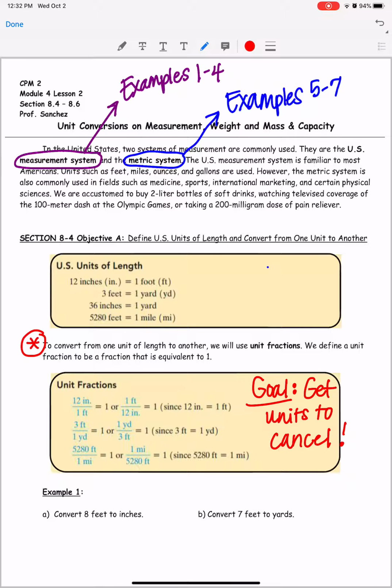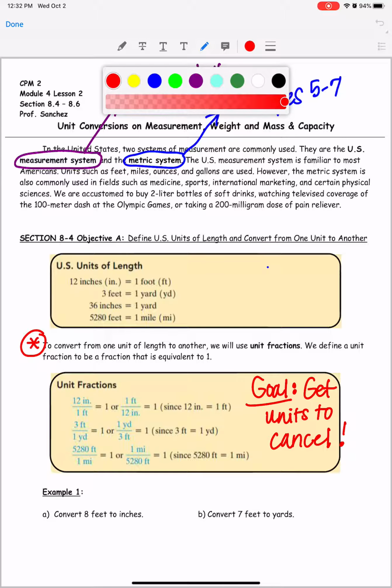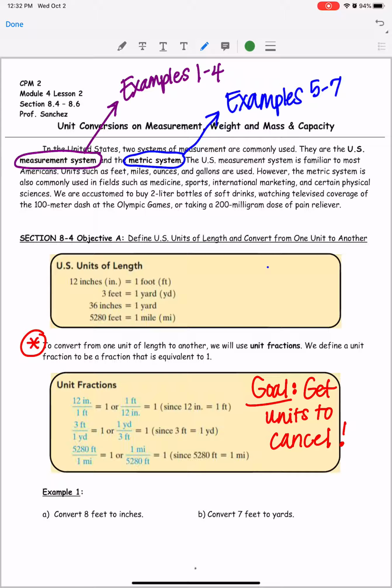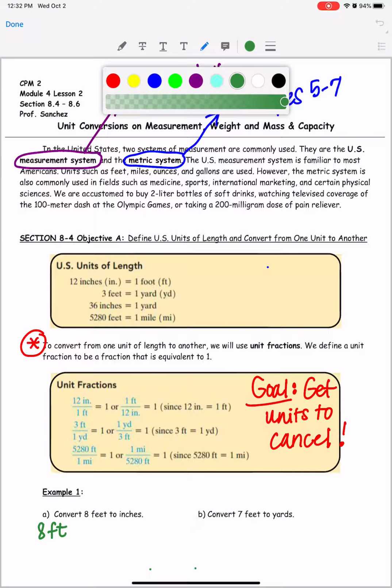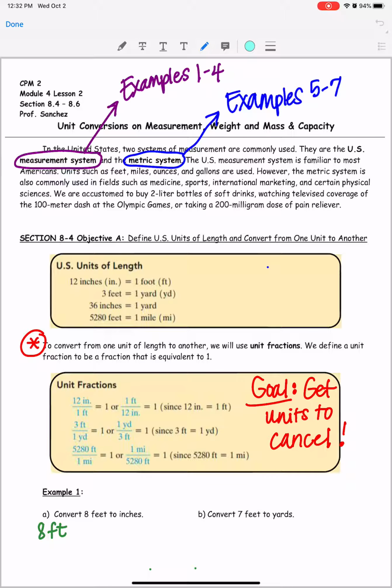Okay, so for example 1, I'm going to convert 8 feet to inches. I'm going to start with whatever they give me. They give me 8 feet, so I'm going to start with my 8 feet. And you don't have to, but if you want to, you can make these into a fraction. So we'll put this over 1. Not necessary, but if you like it, we'll do that.